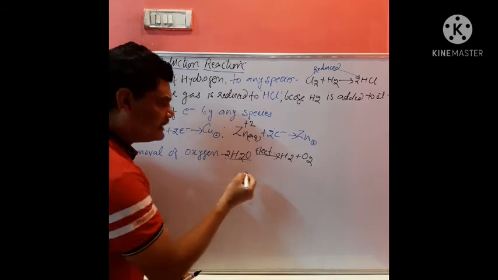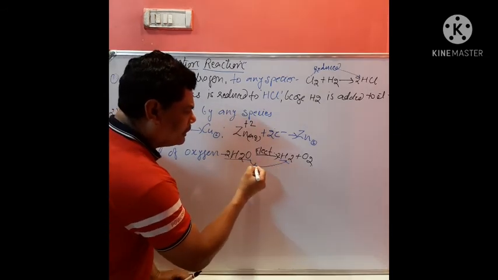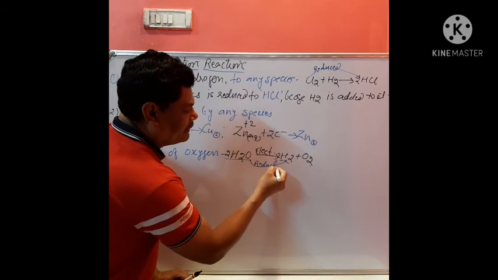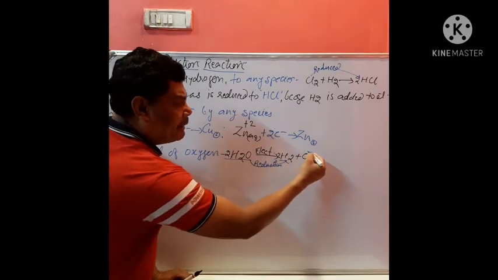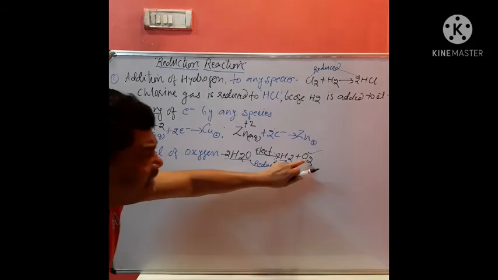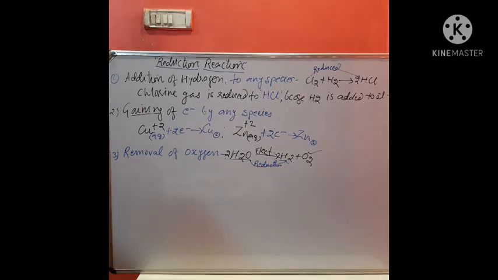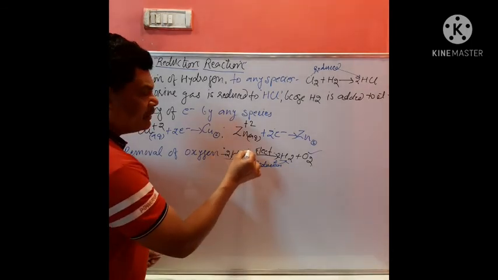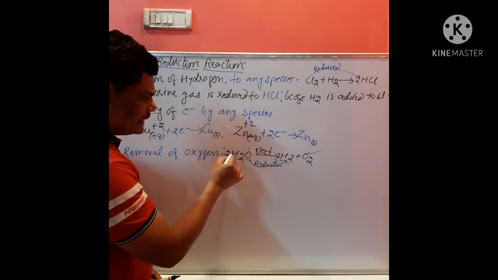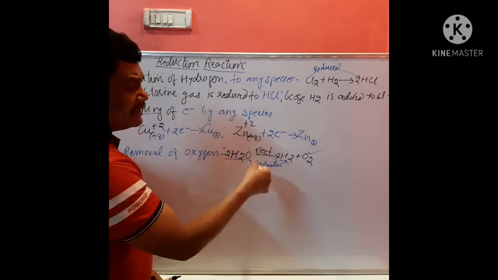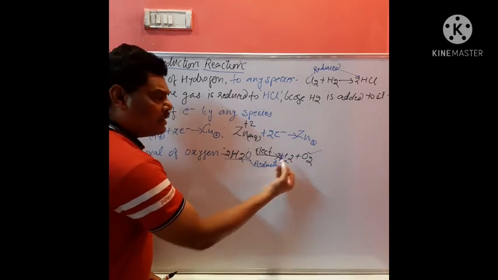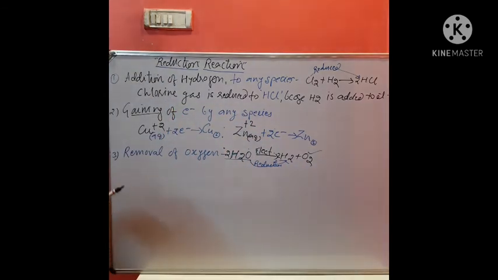In this process, what happens? H2O is getting converted into H2. This is called what? A reduction. Why? Because oxygen, which was earlier attached with hydrogen, is released from hydrogen. Therefore it is called a reduction. So can you write this down: how the water is getting reduced to hydrogen and oxygen? This is due to reduction. So these are a few reactions which show reduction.